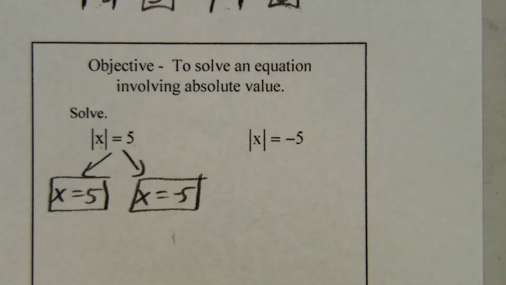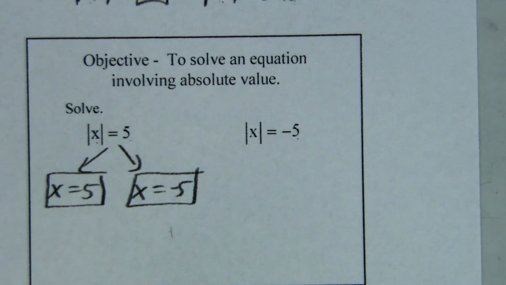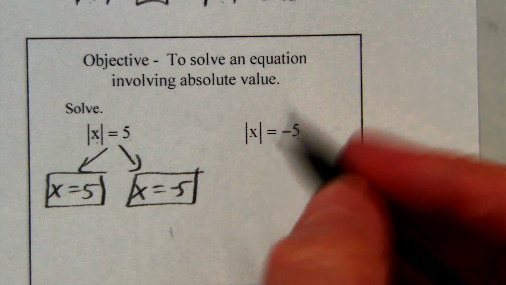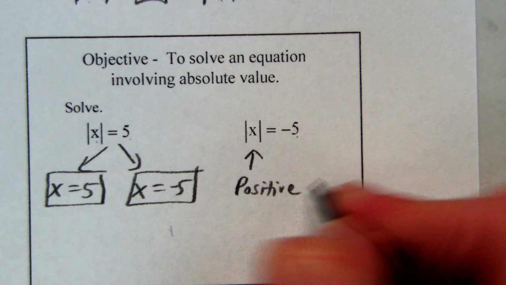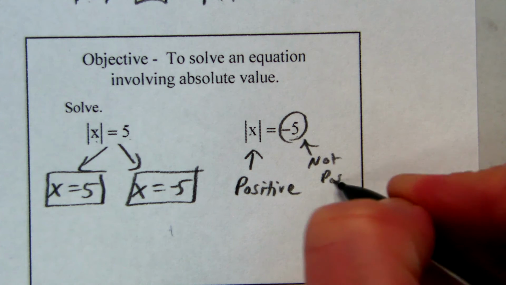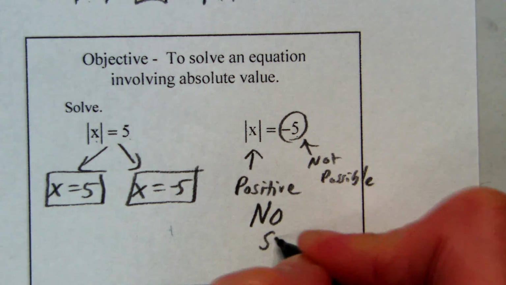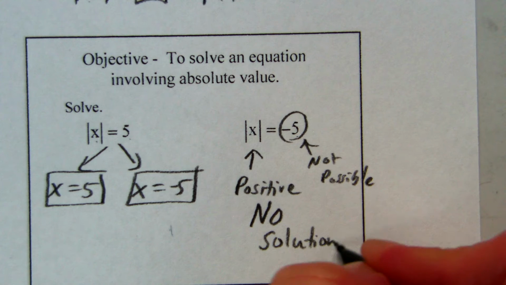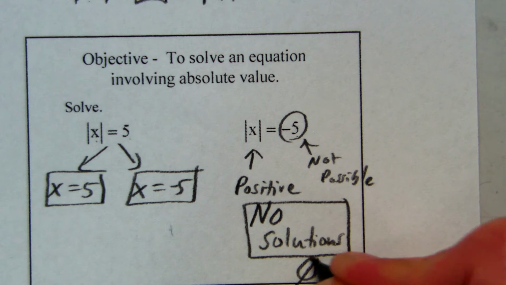Now, if I have the absolute value of x equals -5, there's a problem. Why is that not okay? Because it can't be negative, because it's absolute value. Exactly. This always is going to give you a positive number. This negative is not possible. And so if you get something like that, then we're going to say no solutions, the little null set.